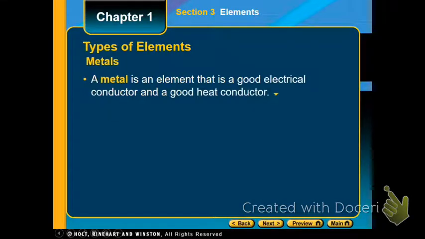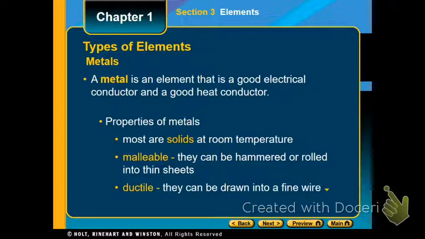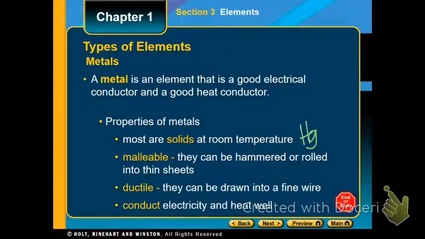Now, looking at our metals, making sure we get down some of the properties of metals, write down its definition. It is a good electrical conductor and a good heat conductor. Most of our metals are solids at room temperature. The one exception to that we will look at right now, hopefully you have found it, is mercury, and you are probably already aware of that. So mercury is one of those that is a liquid at room temperature, even though it's a metal.